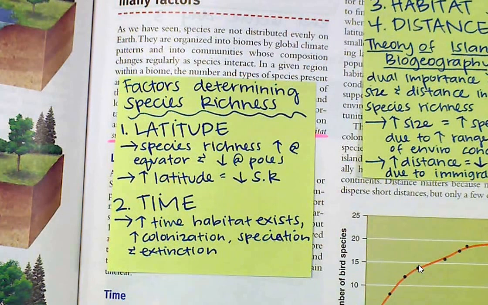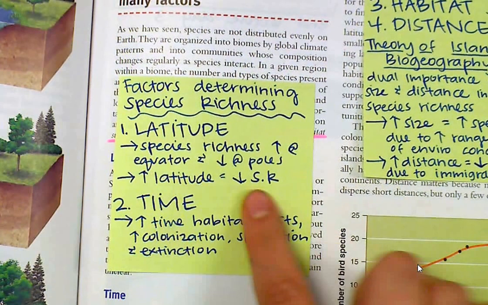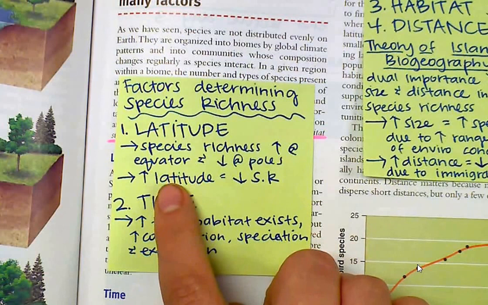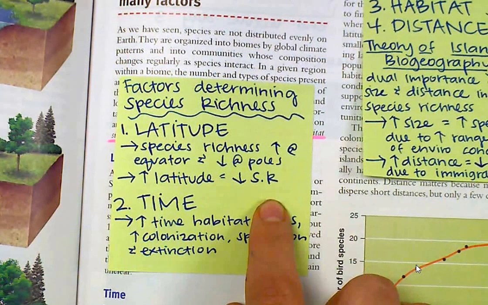I feel like we already know that. It already kind of makes sense. But I want to make sure that our relationships are correct. Make sure that as you're increasing latitude, which means you're going towards the North Pole and the South Pole, you are decreasing species richness.